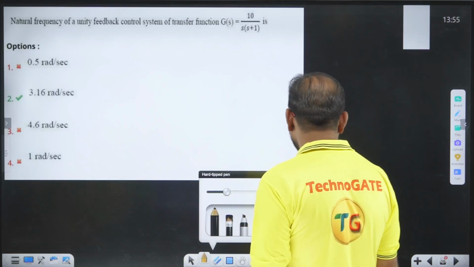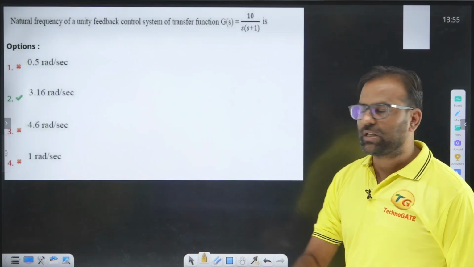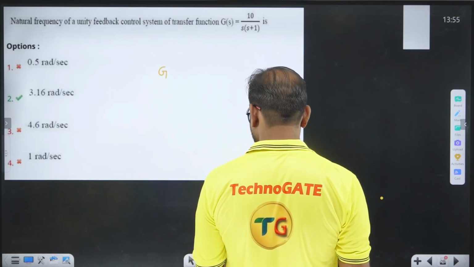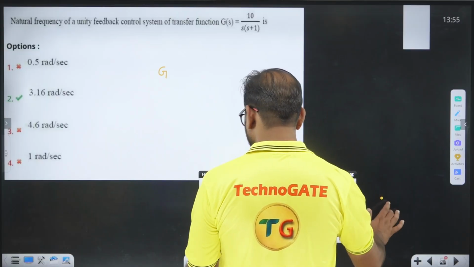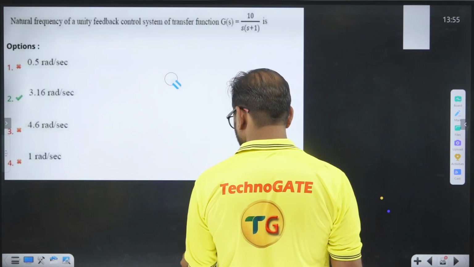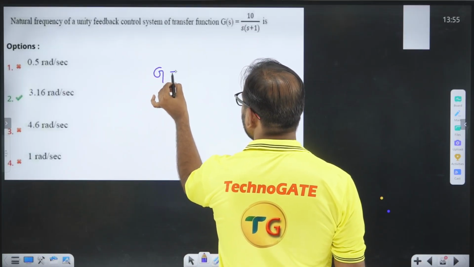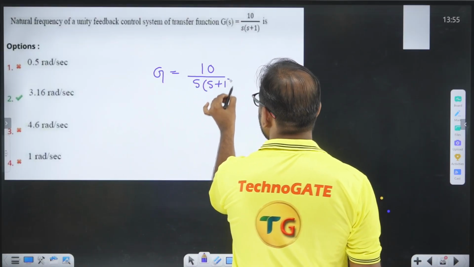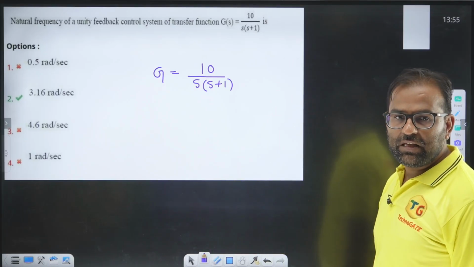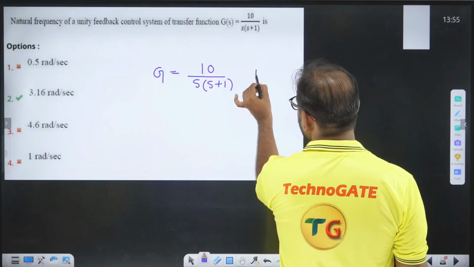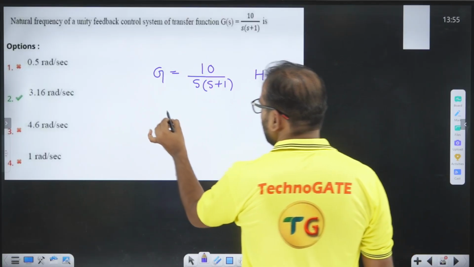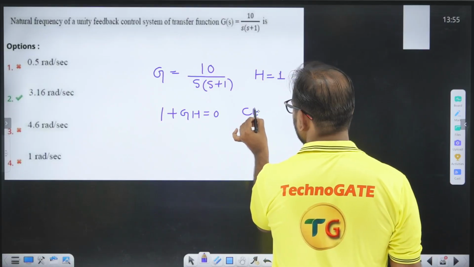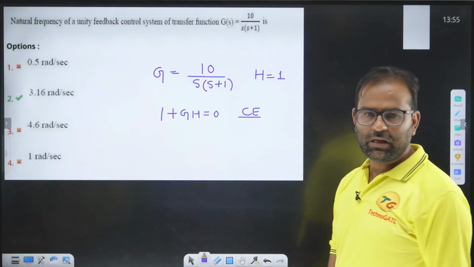So natural frequency always comes from what? Natural frequency comes from the characteristic equation. So they are saying that the value of G is given by 10 divided by S into S plus 1, and the value of H is given as 1. So 1 plus GH is what? Characteristic equation. This is not the common emitter, this is the characteristic equation.